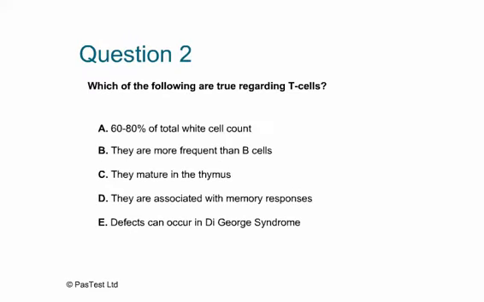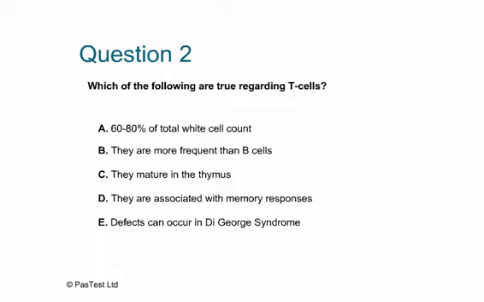Okay, so we'll take another question. Which of the following are true regarding T cells? A, they make up 60 to 80% of the total white cell count. B, they are more frequent than B cells. C, they mature in the thymus. D, they are associated with memory responses. And E, defects can occur in DiGeorge syndrome.